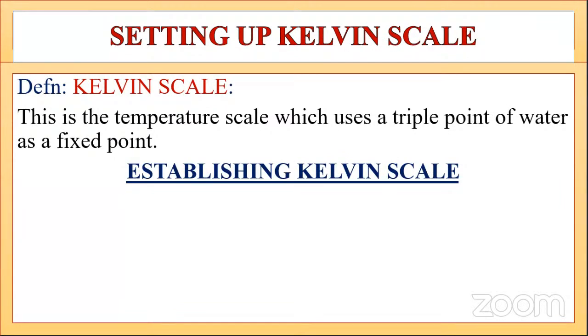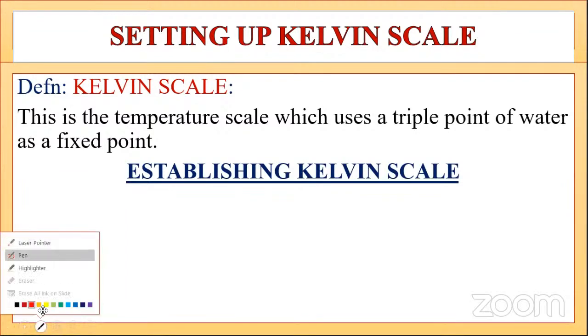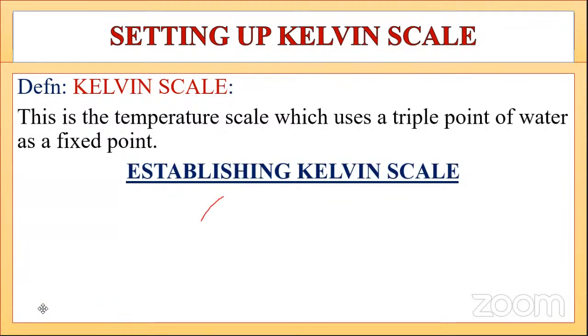So when we're establishing a Kelvin scale, we need to know that it has only one fixed point. And that fixed point is the triple point of water. We denote triple point of water as X, T small r. Do you see what I've written? Is it visible? Good. So we denote it as XTR.